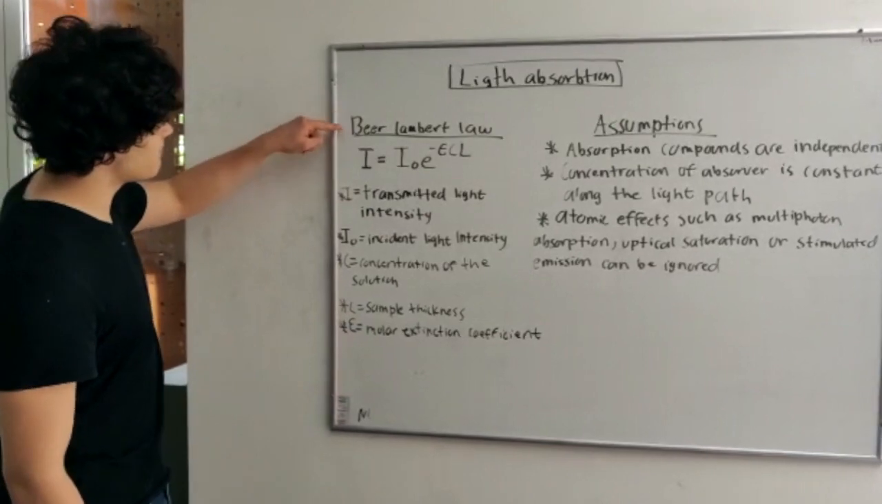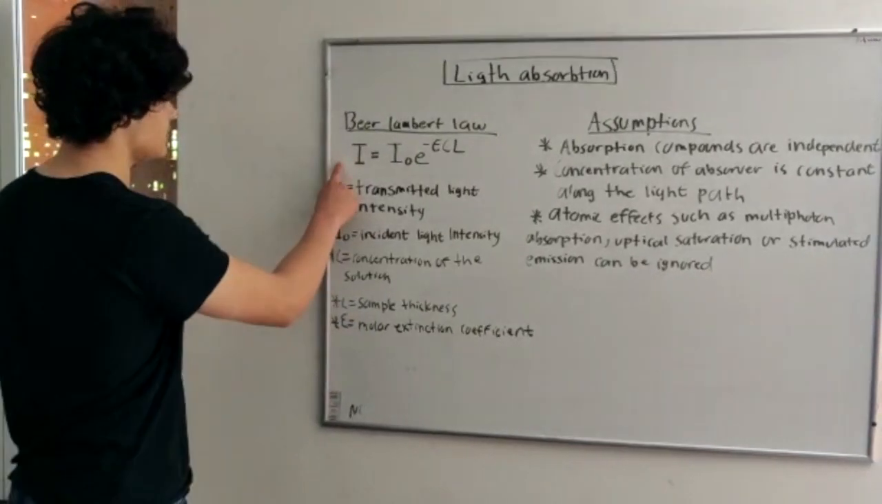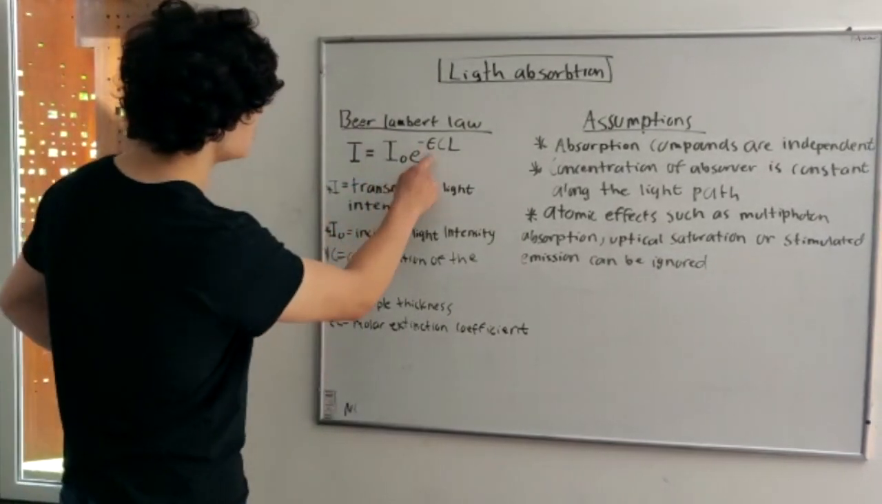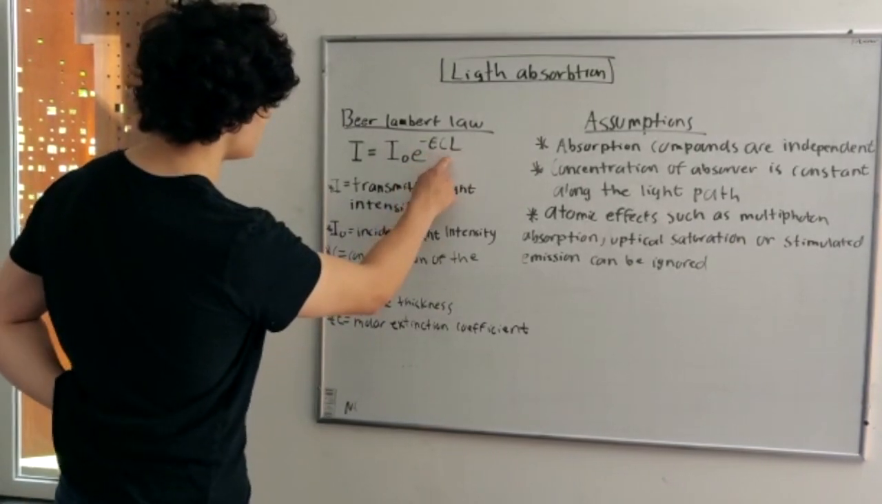Absorption in tissues is relatively straightforward. It can be described by the Beer-Lambert law, which is I equals I naught times e to the minus epsilon times c times L.